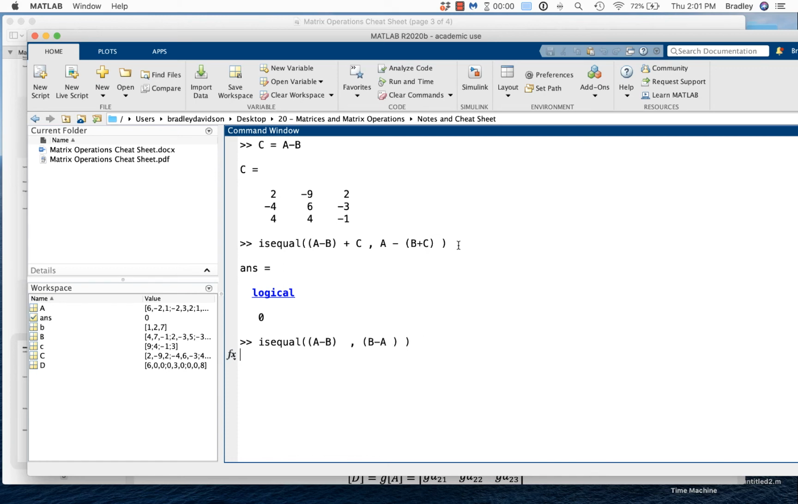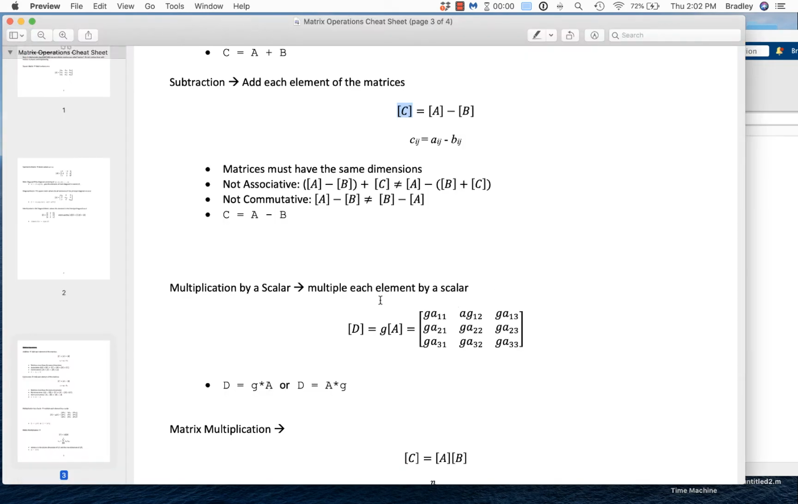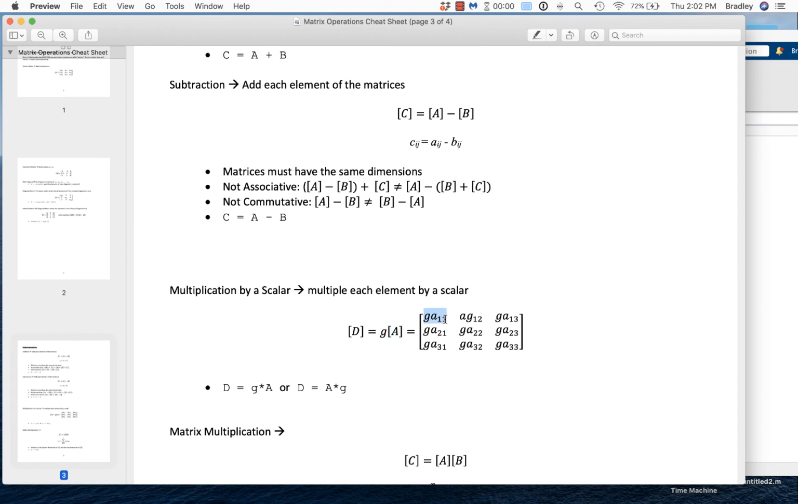And we'll see here that the commutative property is also not satisfied with subtraction. Next is multiplying a matrix by a scalar. And all that's going to do is, if we've got a scalar G multiplied times the matrix A, it's going to scale every single element by that value G.